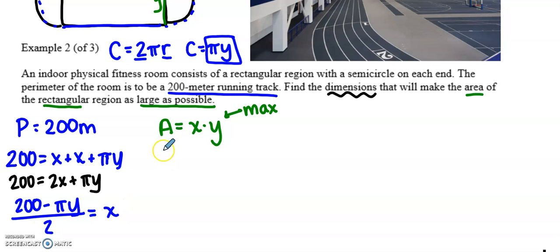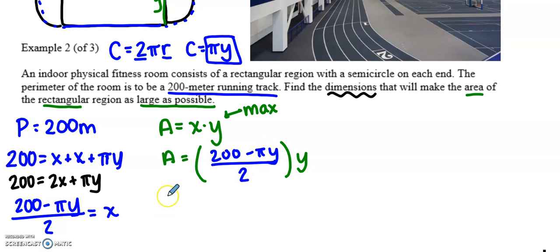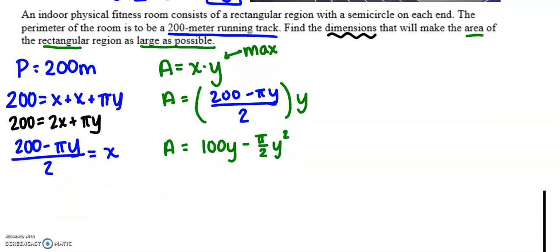So when I go over here to my area equation, I get 200 minus pi y over 2. I'm going to put all this together into one term. So 200 over 2 is just 100, and I distribute in the y, minus pi over 2 y squared, right? So now I'm ready to do calculus because I have my primary equation in terms of one variable.